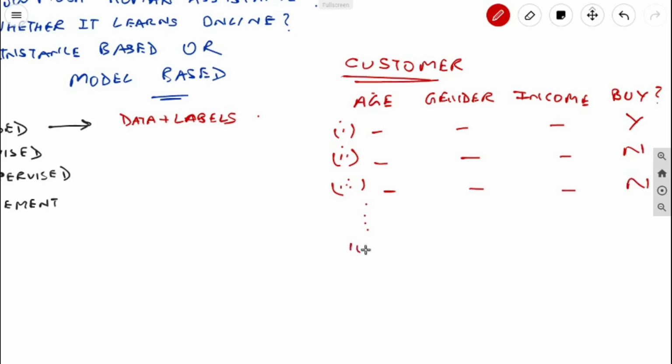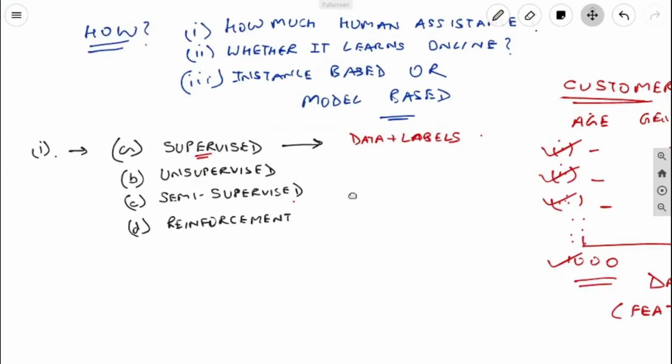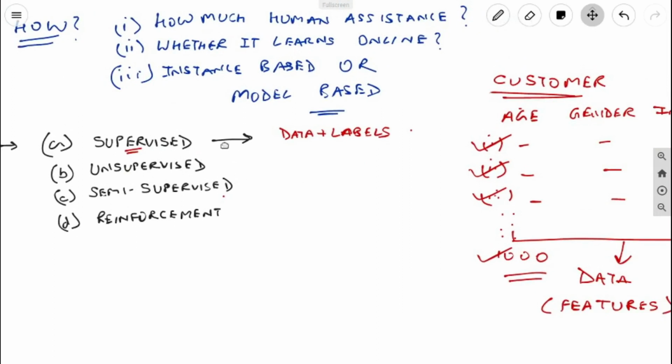And this goes on. Suppose we have data for 1,000 such customers. So here we can apply a supervised learning problem because we have the data for each customer and we have the labels. This is called the labels. And this is called the data, or in machine learning we call it features. Features for each instance 1, 2, 3, and so on up to instance 1,000. For each instance we have all the features and we have the labels. Then we can apply a supervised machine learning problem, right? Okay, so that's about supervised.